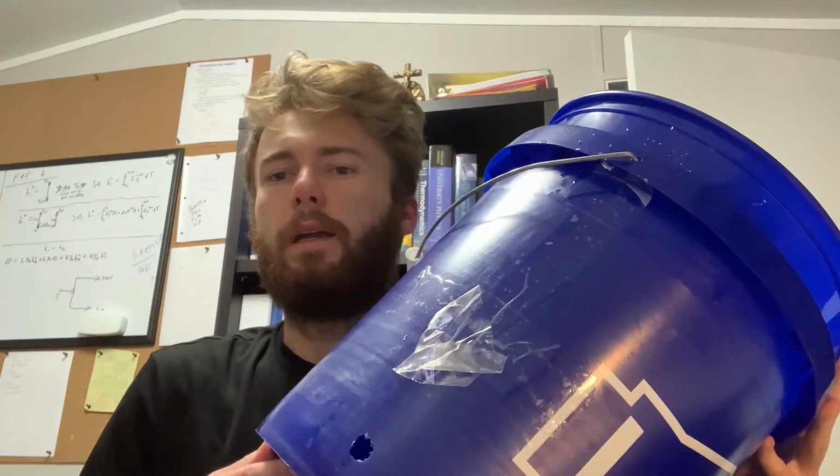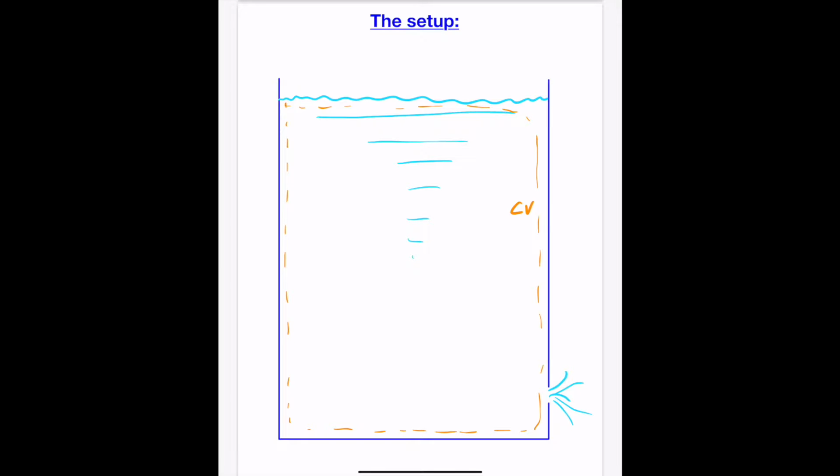Today we will be proving the continuity equation using a blue Lowe's bucket. Let's get started. So here's my setup. I have a 5-gallon bucket that I have drilled a hole in. I will fill it up with water to a measured height, then remove some tape I have covering the hole and start my timer. The area I have marked with orange is our control volume.